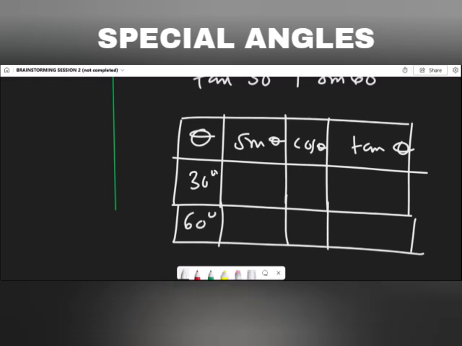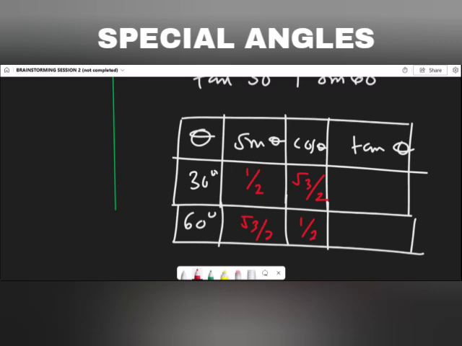Anytime you have to find sine 30 degrees, it's always 1 over 2, while cos 30 degrees is root 3 over 2. And the other way around, if you are finding your sine 60 degrees, that's root 3 over 2, while your cos 60 degrees is 1 over 2.